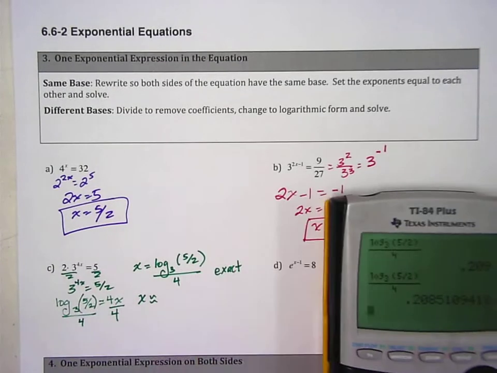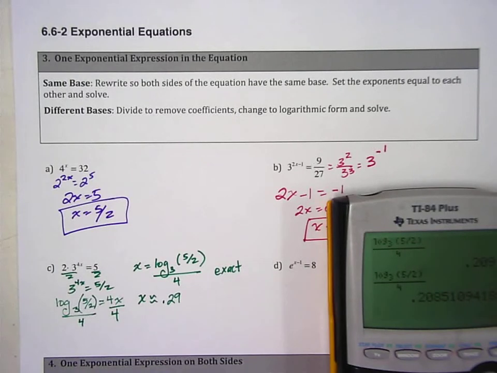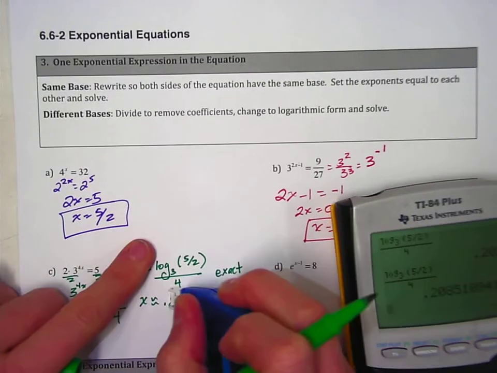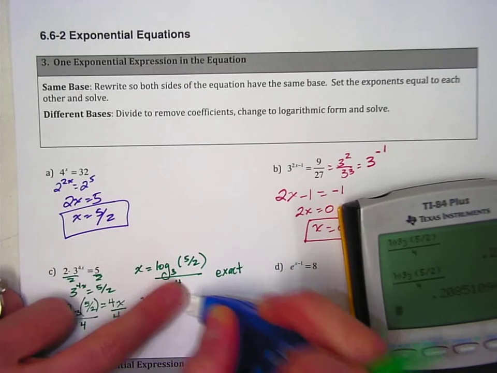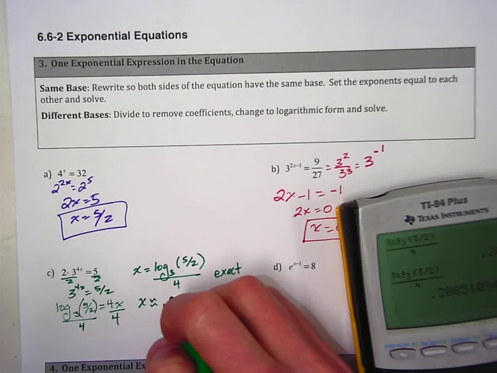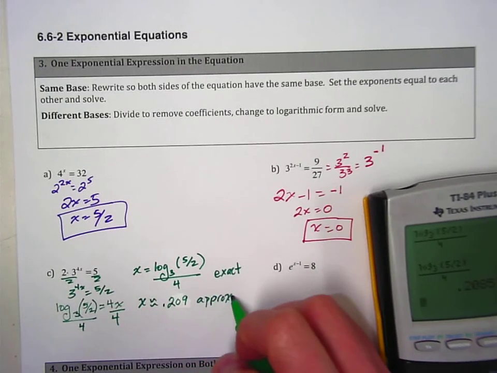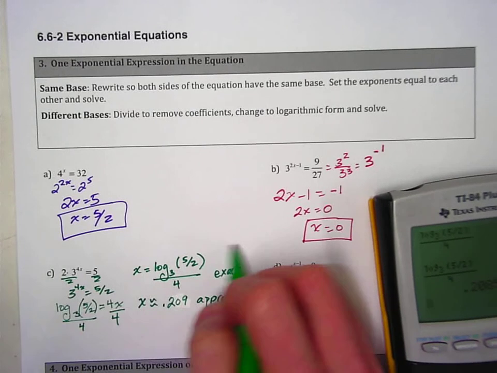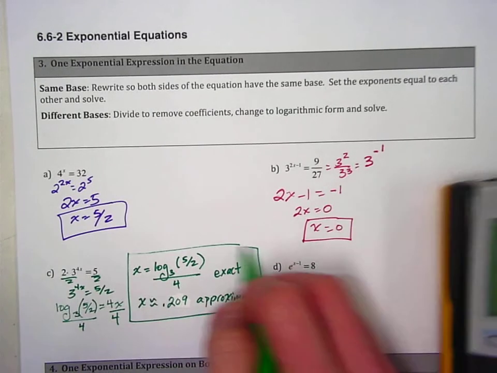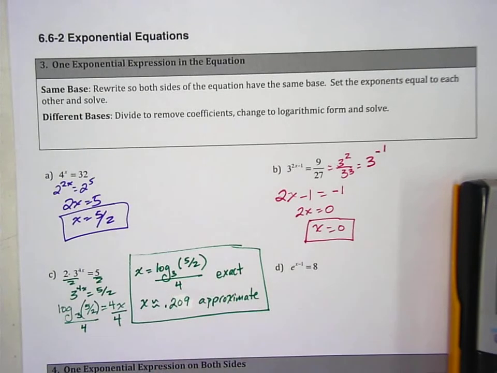So we get 0.209, and this is our approximation. So our approximate answer. All right, so for all the exponential equations, you're going to get into the habit of finding the exact and finding the approximate.